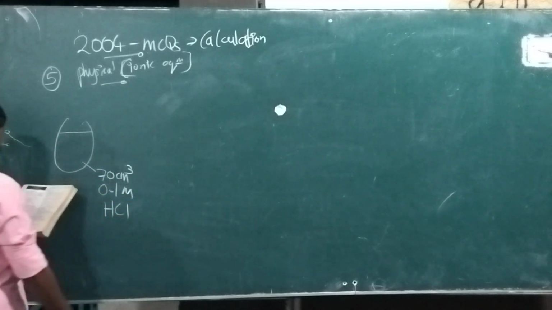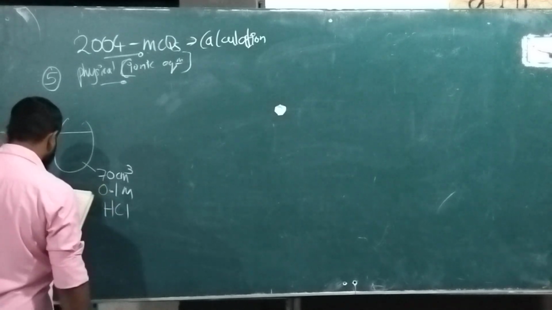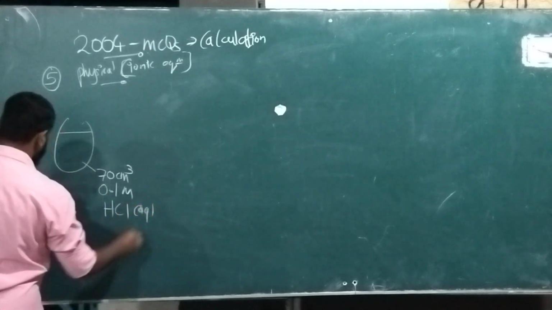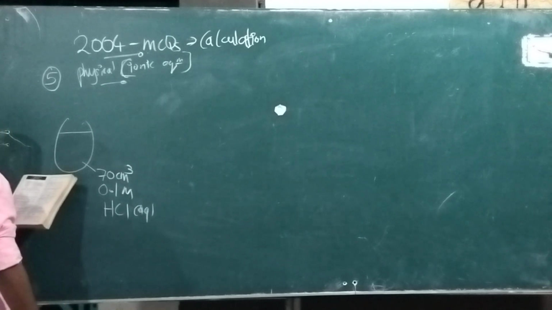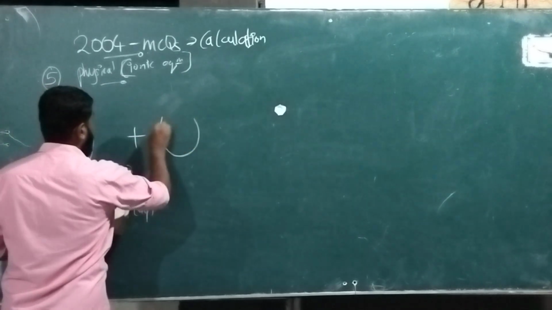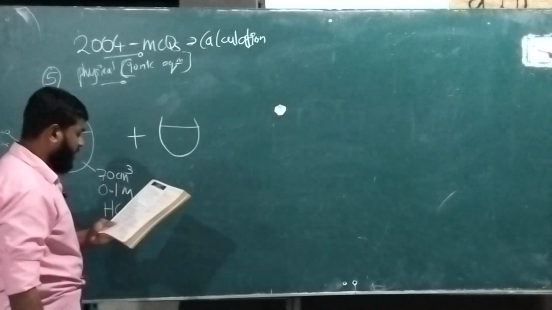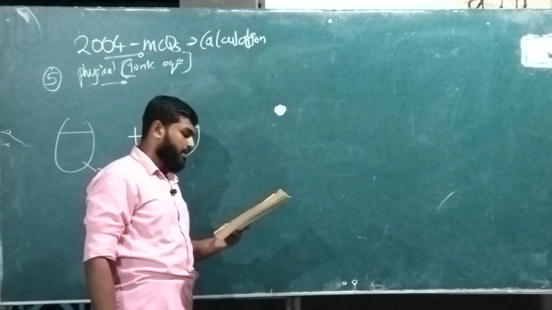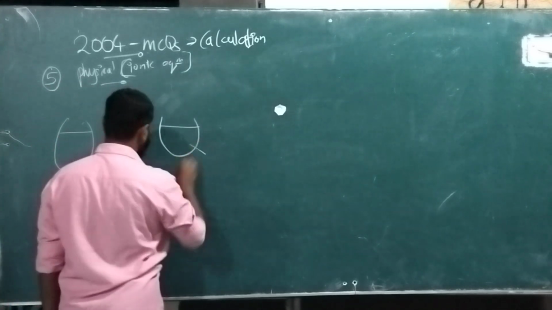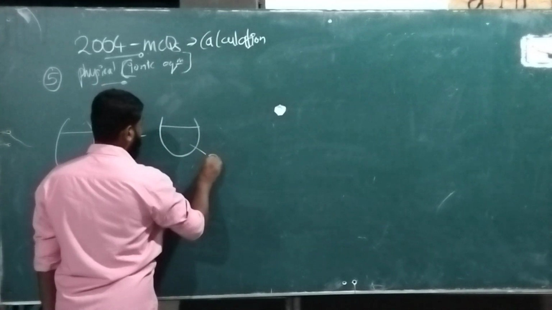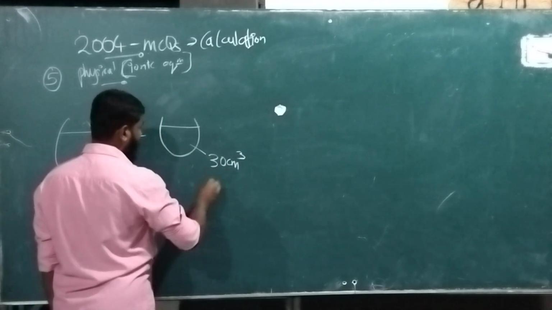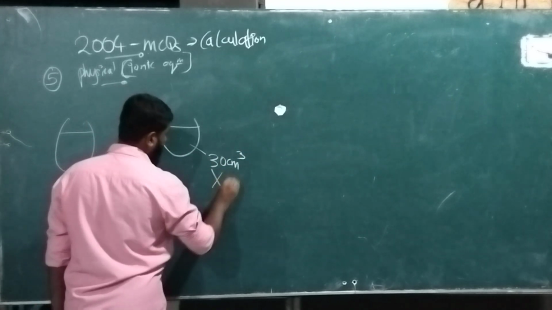Now you have HCl aqueous solution. So this is aqueous, they have given it in the question itself. It is mixed with, right, now they are mixing this one with 30 centimeter cube of x mole decimeter minus 3. They haven't given the concentration. So 30 centimeter cube of x mole decimeter minus 3.